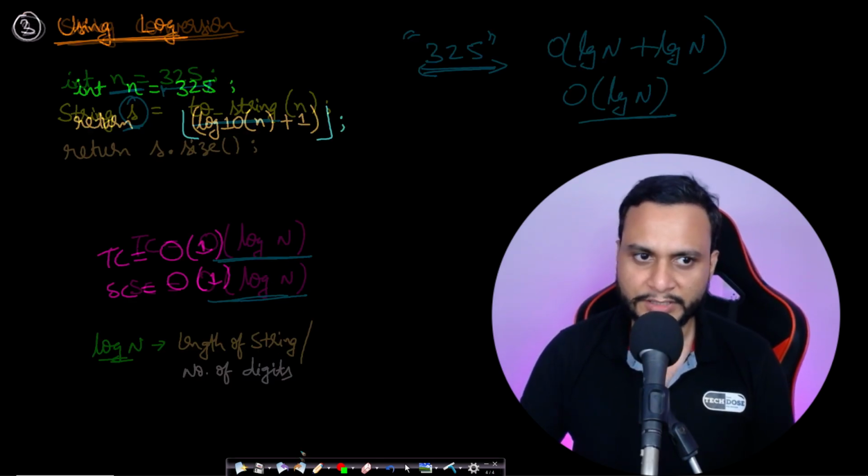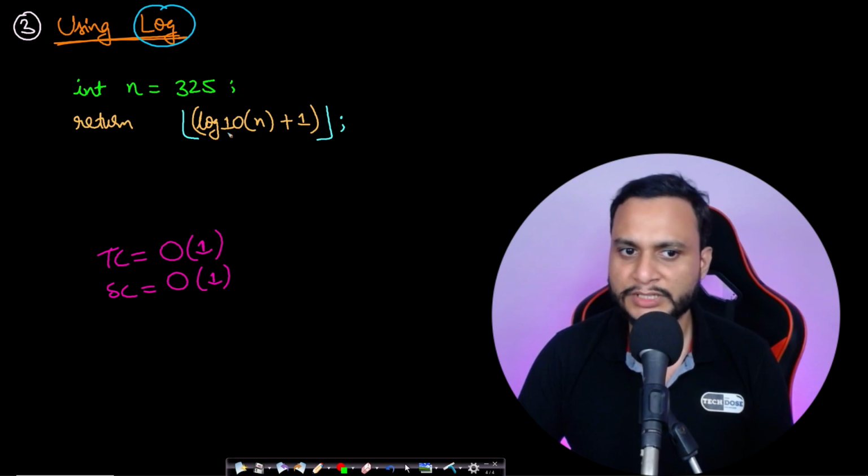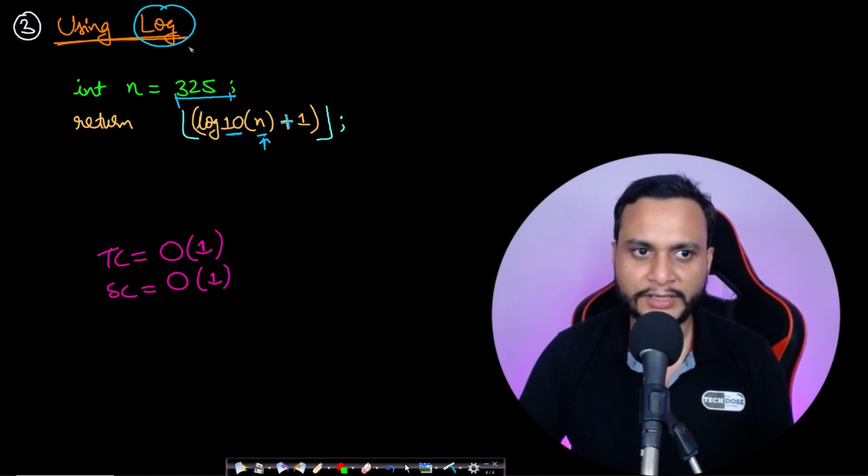Now let's see the next technique. The next one is just by using the math operation log base 10. Since this is a base 10 number system, we are using log base 10. So for a number 325, just use log base 10 of the number n, add 1 to it, and take the floor of this entire value, and you will get the number of digits. And this is the fastest way, hence I always prefer to use the log function instead of the previous techniques. This gives me the time complexity of O(1) and also the space complexity of O(1).